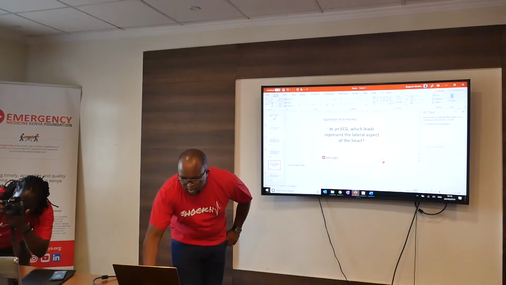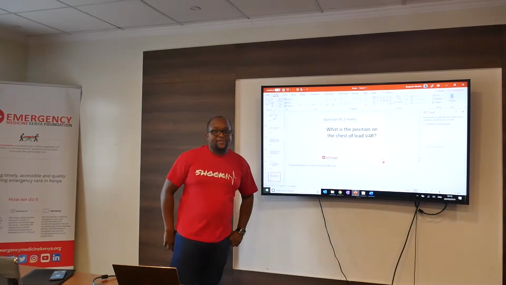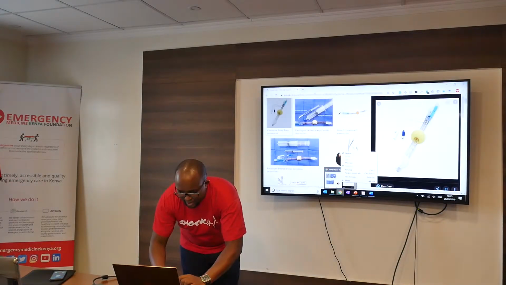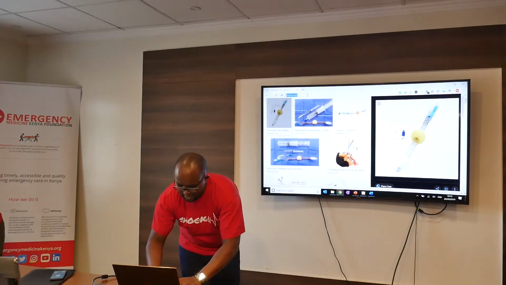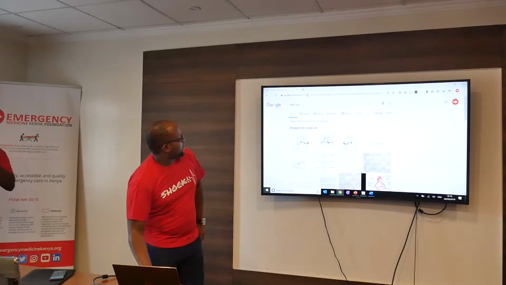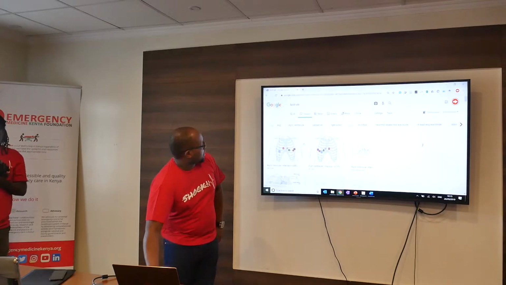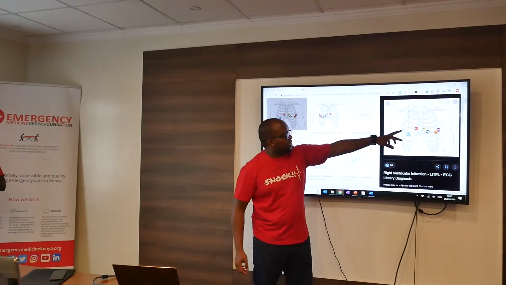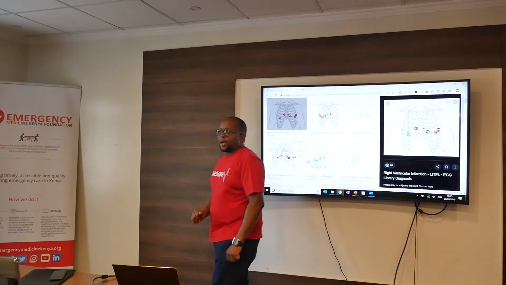Next question. Question 9. What is the position on the chest for lead V4R? Do you even know what lead V4R is? You place it on the right side. Okay, and what's the position? Essentially it's the lead V4 that was on the left side, now placed on the right side. So mid-clavicular line, fifth intercostal space, mid-clavicular line.